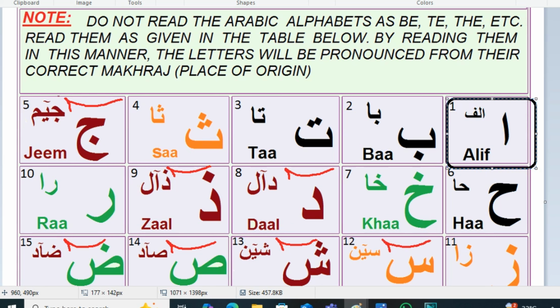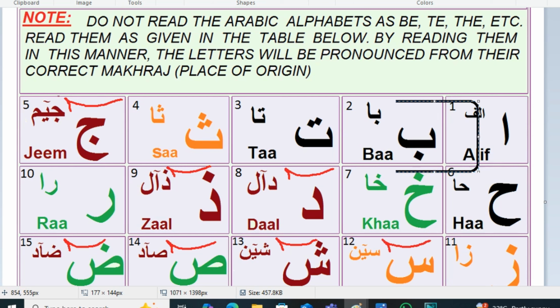What is this? This is Alif. Alif will be read easily, not too long and not too short, because some people say it too long or too short, and that will be wrong. Okay, it's simple. Alif. Alif will be read easily, not too long, not too short, and not with a breath stop.